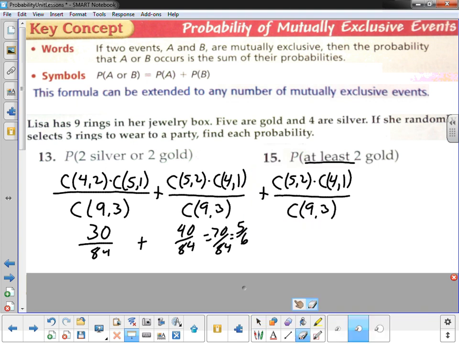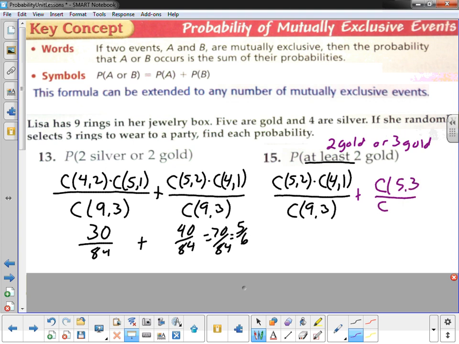But since it said at least 2 golds, she could have more than 2 golds. She could have 3 golds. So what's the probability of, so this would be 2 golds or 3 golds. Okay, so for 3 golds, all I have is the C(5,3) over the C(9,3). How many ways can she get all 3 of those rings out? And do I have to do the 4 and 0? No, not really, because there's only one way that's going to come out is that if you don't have any of those.